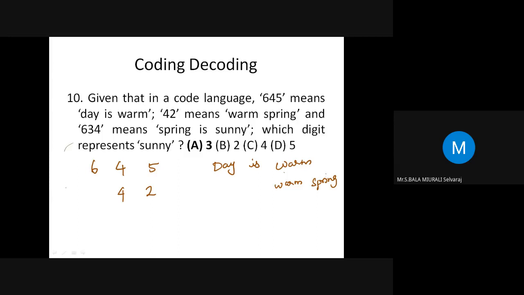6-3-4, spring is sunny. Okay. Now they want what is called sunny.